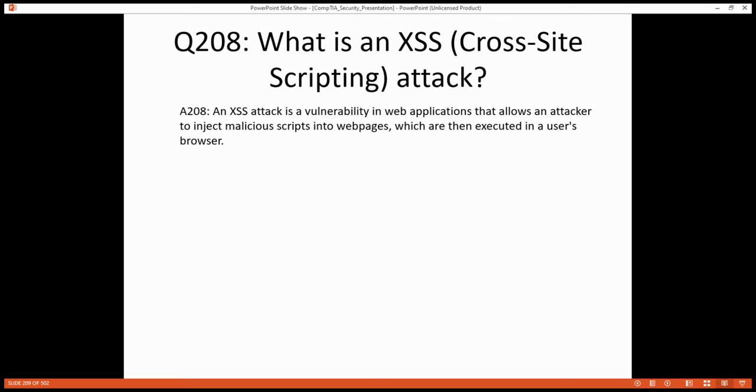Q208. What is an XSS, cross-site scripting, attack? A208. An XSS attack is a vulnerability in web applications that allows an attacker to inject malicious scripts into web pages, which are then executed in a user's browser.